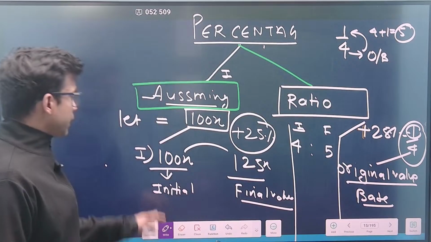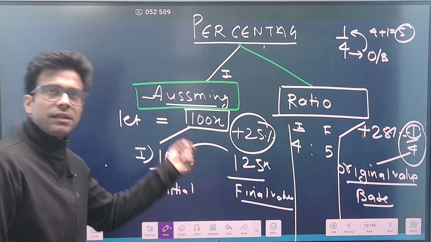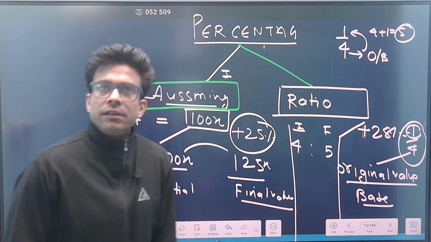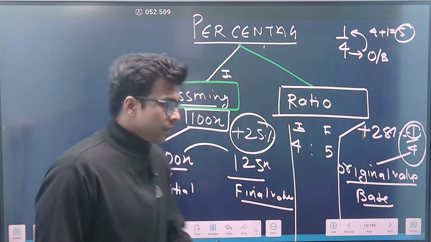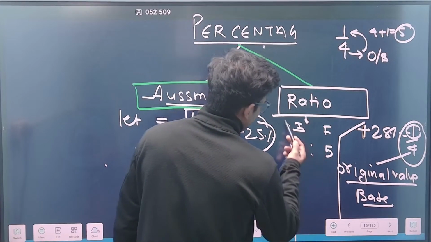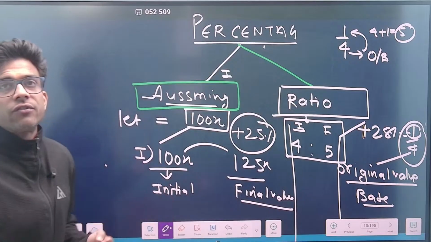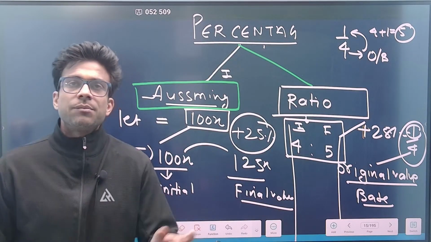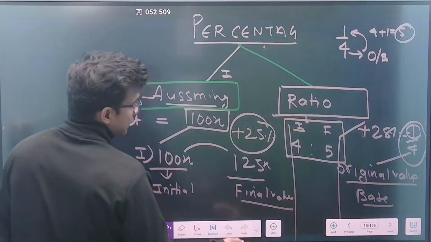So if you say 100 becomes 125, then there is an increment of 25%. If I say 4 becomes 5, then also it is a change of 25%. This is why I prefer the ratio method, because everything in the ratio method is in simplified form. Suppose I make you understand how ratio works.